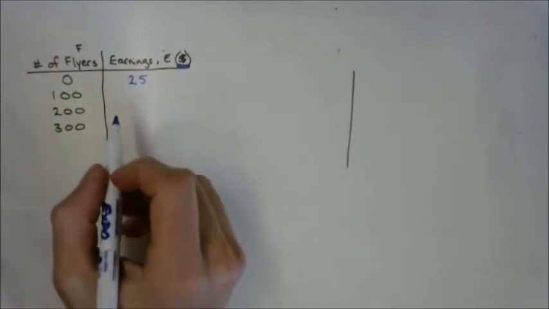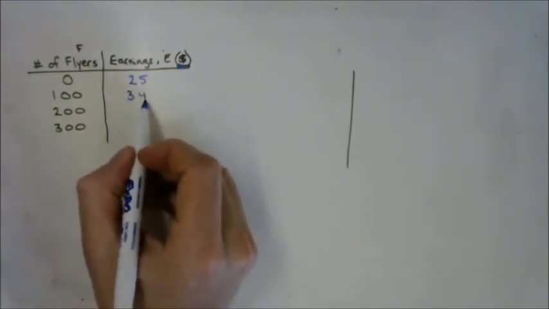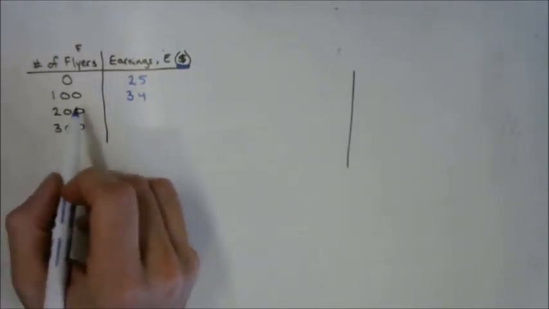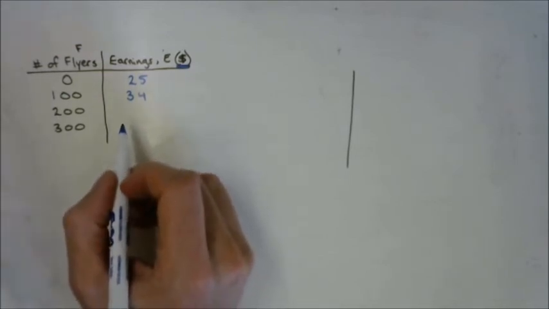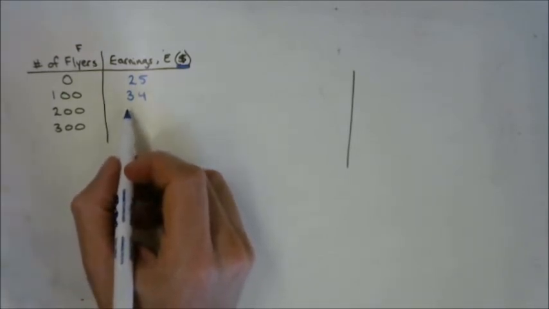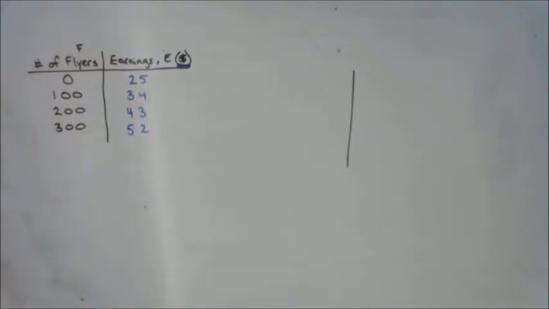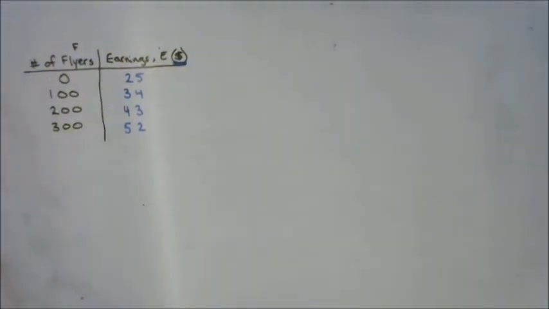Jaden. $34. It says $25, and then plus 1 unit of 100, which was 9 extra bucks. Jacob, what's my next, for 200 flyers? And everyone else should be thinking about it as well. Basically, he's doing another 100, so he gets another 9 bucks. So we got 43. And the last one? 52. Okay, add 9. Good. So there we have it with numbers.